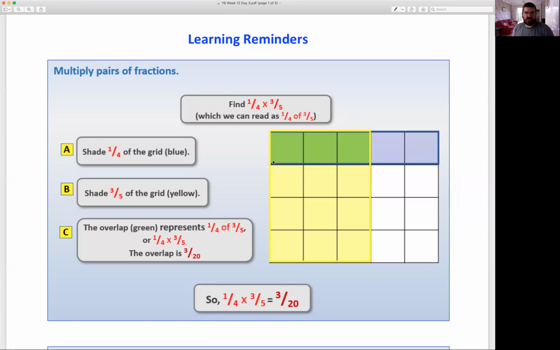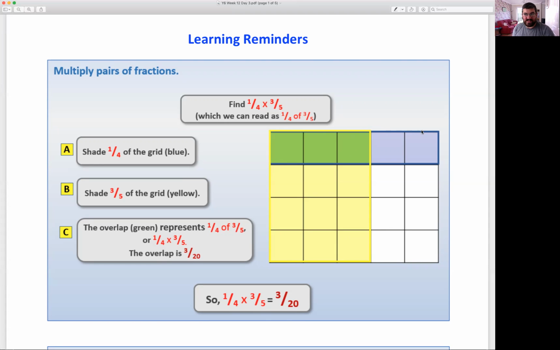All right? Because if we take this 1/4 and we shade 1/4, which is what we're finding, blue, which they've done, and then we see our 3/5, which have been shaded yellow. So they've shaded 1/4 blue, 3/5 yellow. The bit where those two colours cross over is the answer. And you can see it's 1, 2, 3 little squares. But what are the little squares? What fraction of the total is that?